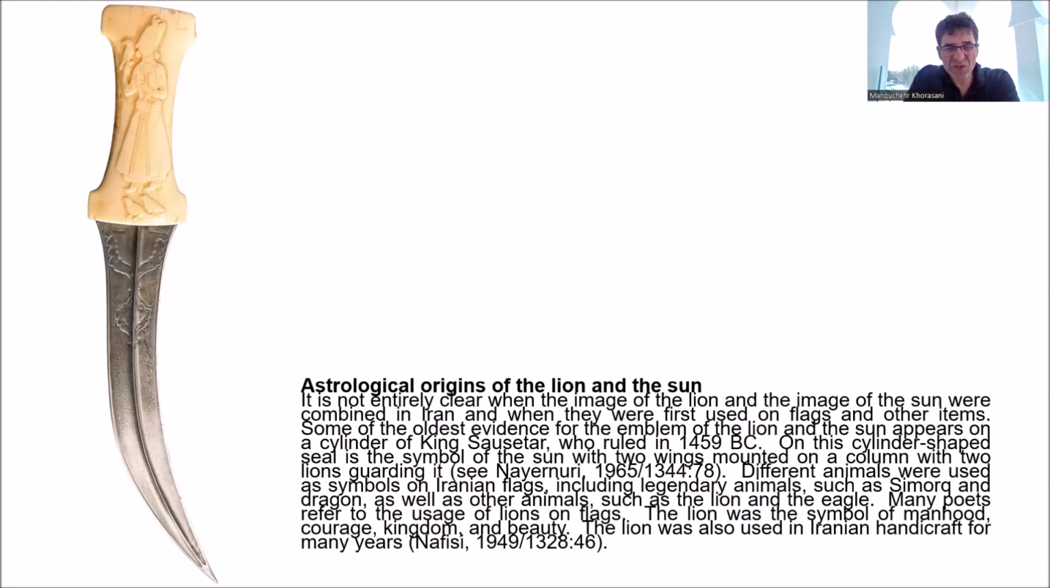Different animals were used as symbols on Iranian flags, including legendary animals such as the sea morph and dragon, as well as other animals, such as the lion and the eagle. Many poets refer to the usage of lions on flags. The lion was the symbol of manhood, courage, kingdom, and beauty. The lion was also used in Iranian handicraft for many years.